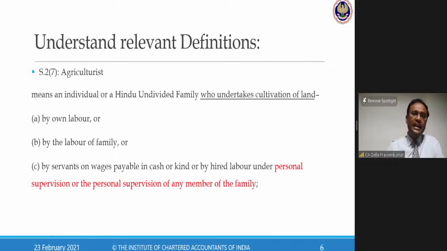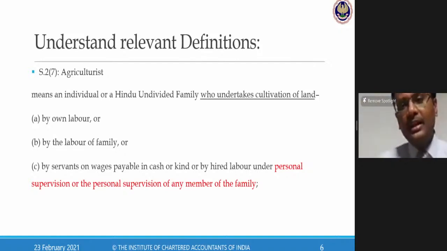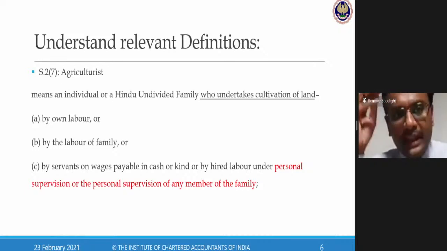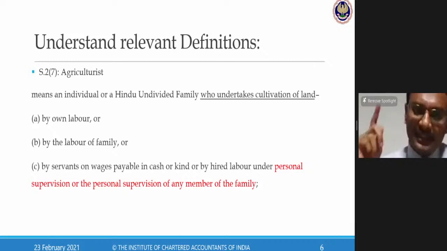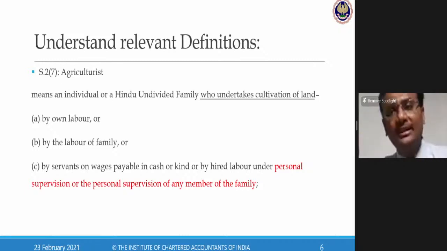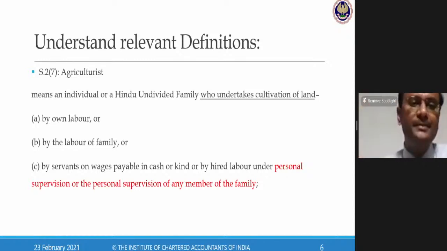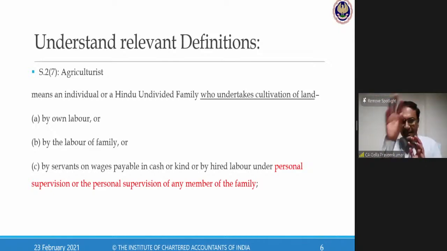What it says, agriculturalist means a person, an individual or a HUF. They have said only individual or HUF who undertakes cultivation of land. Now, please bear in mind, in India, agricultural land can be owned either by an individual or HUF. That's the reason they say any land which is held by an individual or HUF who undertakes cultivation. This cultivation is done by own labor, by family, or under the supervision of the individual or the family members. So cultivation is done by self, by the family members, or by hired labor under the supervision of the individual or HUF. This is one activity which is kept outside my registration under GST law.